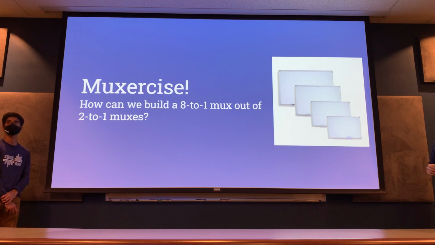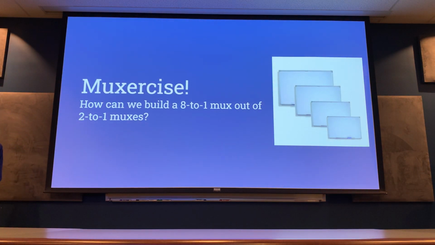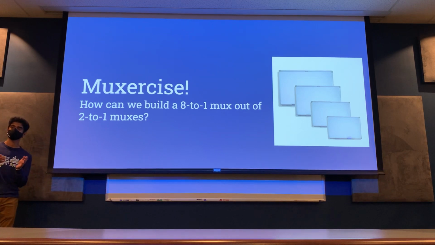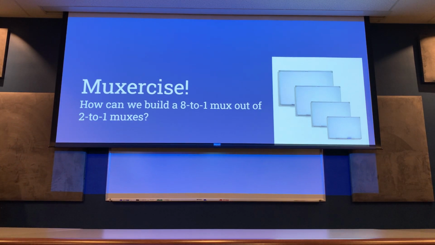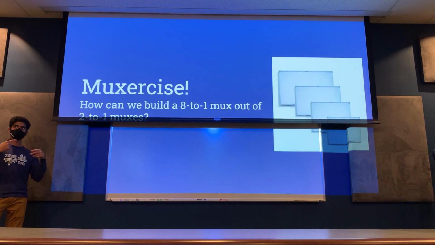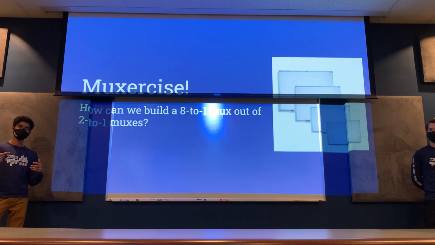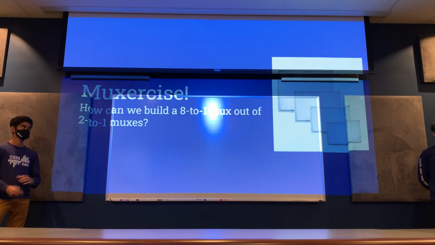Ooh, exercise, all righty. We're going to do a little bit of whiteboarding. But just think about the question: how can we build an 8-to-1 mux out of 2-to-1 muxes? A 2-to-1 mux means 2 inputs, 1 output, and you can build an 8-to-1, so 8 inputs to 1 output, with just 2-to-1 muxes.